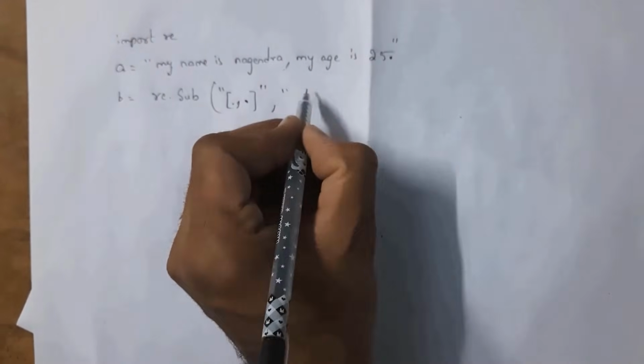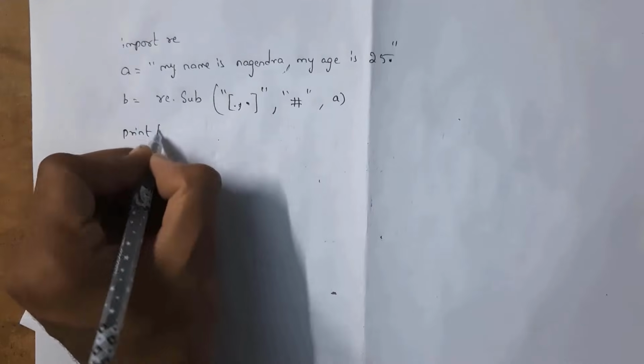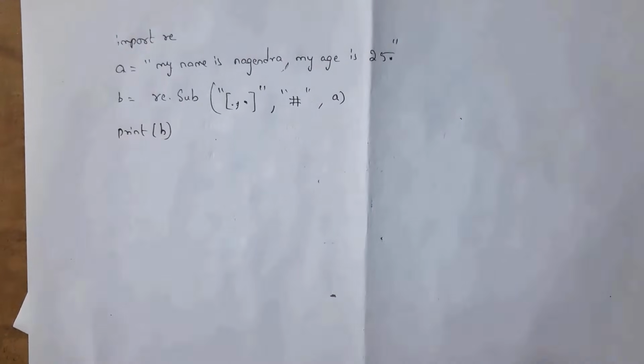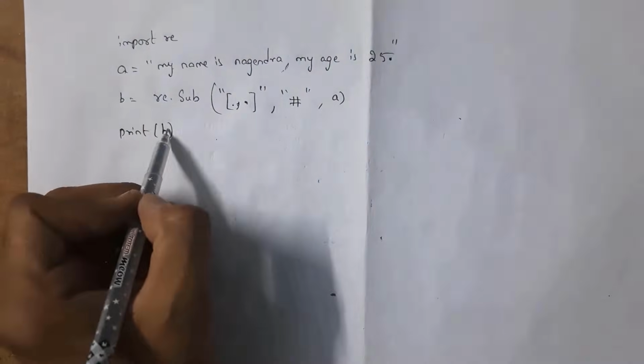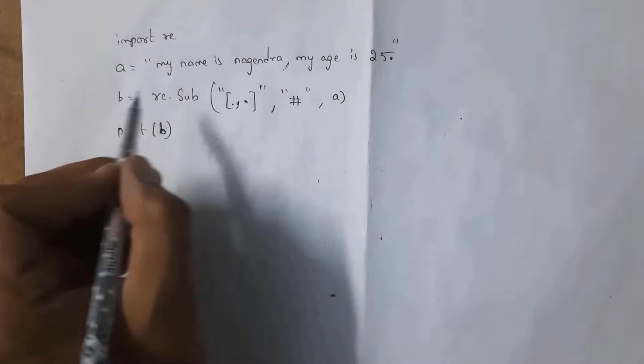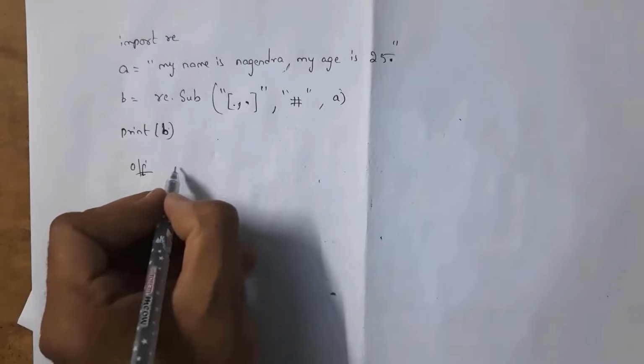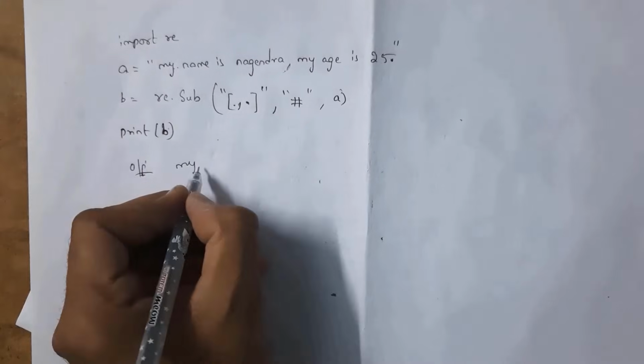So again take quotation marks. Inside quotation marks take hash symbol. And this string is present in variable a, so just write here a. And whenever you write here print b, guys just remember you need to write print b, not print a, because we are printing this result. This result is present in variable b. So just write here print b. Whenever you write here print b, you will get output my. It will replace space with hash.